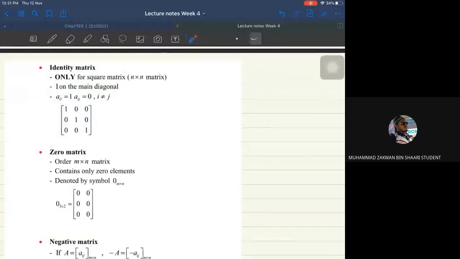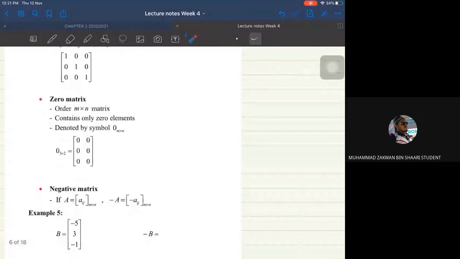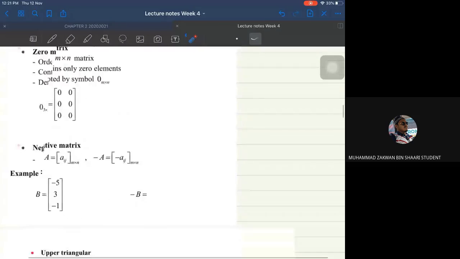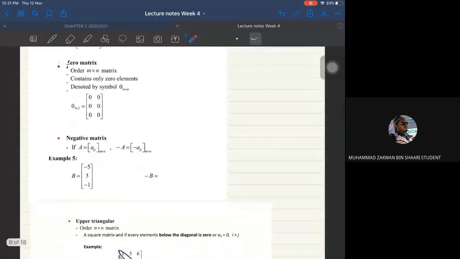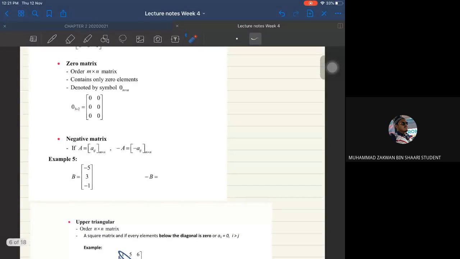Okay, so the next one is what is a zero matrix? If everything in the matrix is zero, that is a zero matrix. Next, what is a negative matrix? If you are given a matrix B defined as -5, 3, -1, the negative of this matrix is obtained by multiplying each element of the matrix by negative. So you will have 5, -3 and 1.